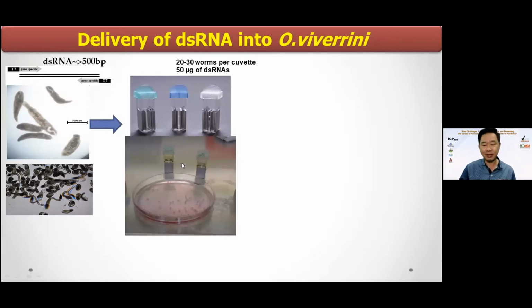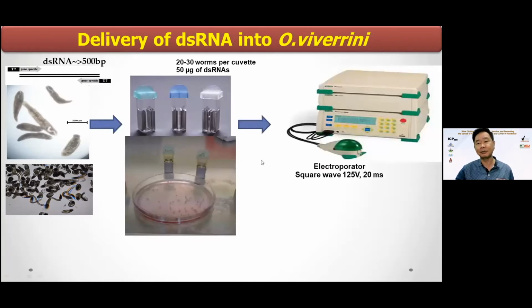To transfer double-stranded RNA into the worm is very easy. The system we use is an electroporator. You have to have this machine. It's a square wave electroporator. You prepare this double-stranded RNA, mix it with the worms in the cuvette, and then shock them with the square wave. You need to optimize this system a little bit, but from our experience, we use 50 microgram of double-stranded RNA, and then we shock with 225 volts for 25 minutes. After that the double-stranded RNA will go into the cells.